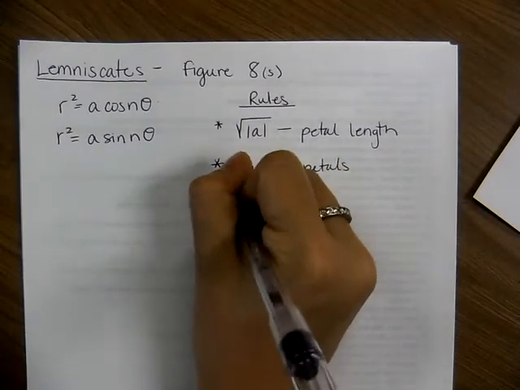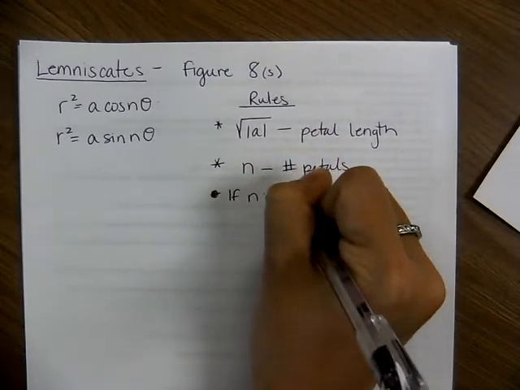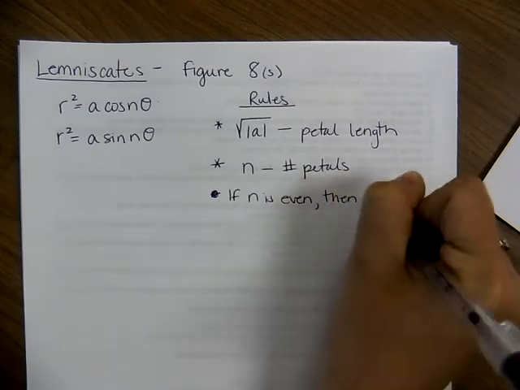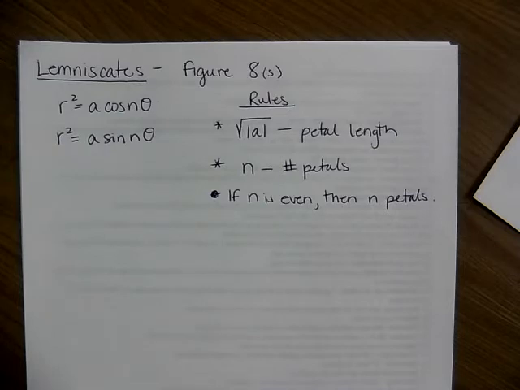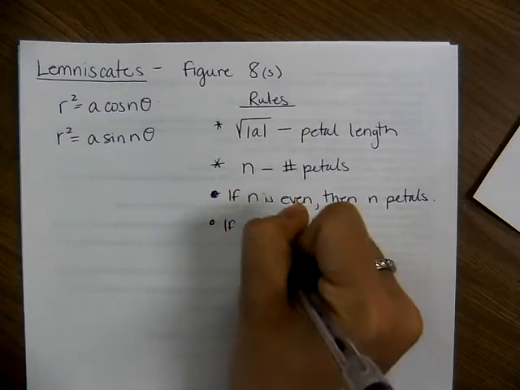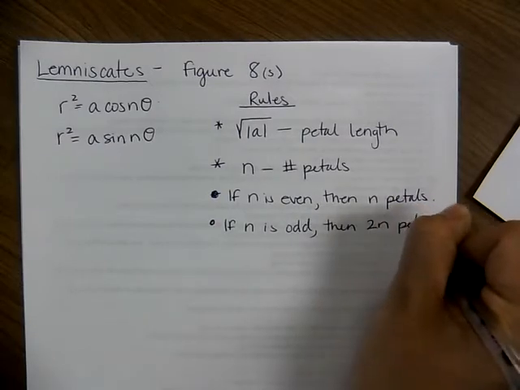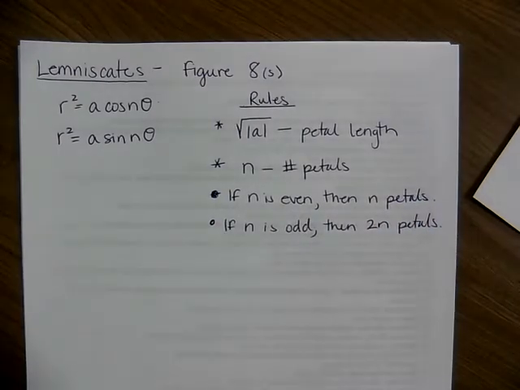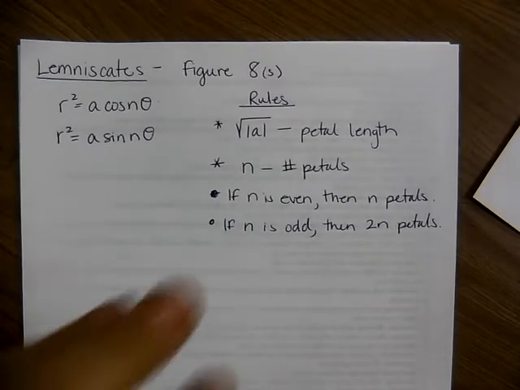So let's do this. If N is even, then you have n petals. If n is odd, then you have 2n petals. What do you notice about these rules compared to the rose curve? They're flipped, right? Now let's think about why, because this is easy to remember.